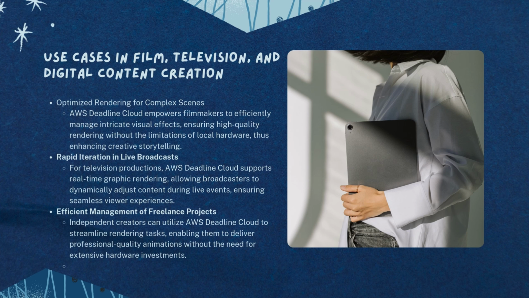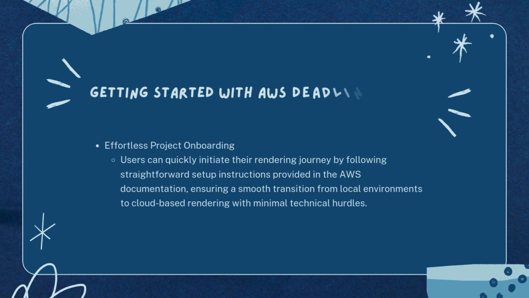Ready to start using AWS Deadline Cloud? It's easier than you think. One, follow AWS's step-by-step setup guide. Two, configure your rendering preferences. Three, start submitting jobs directly from Adobe After Effects. And that's it. You're now ready to take your rendering workflow to the next level.